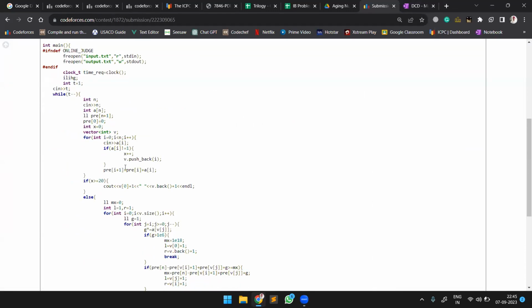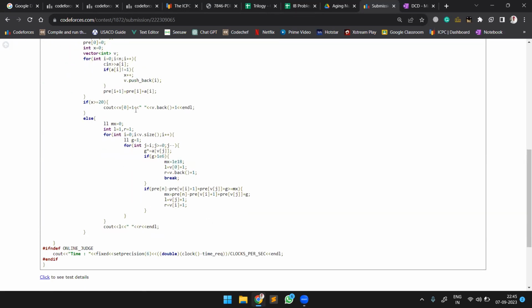So I have taken prefix sum just to easily calculate the sum. This vector stores all the indexes where the number is not equal to 1. So if x is greater than or equal to 20, what I do is I take the first element of this vector and the last element of this vector. I take the first and last because the elements before the first element and after the last element don't matter. And if it is less than 20, this is basically the maximum sum. So I take the range as L equal to 1, R equal to 1 initially. I make two for loops. Here G is also the current product because I basically keep on multiplying the numbers to take the product. So I just take the non-one numbers in the product because ones are useless for me for the product.